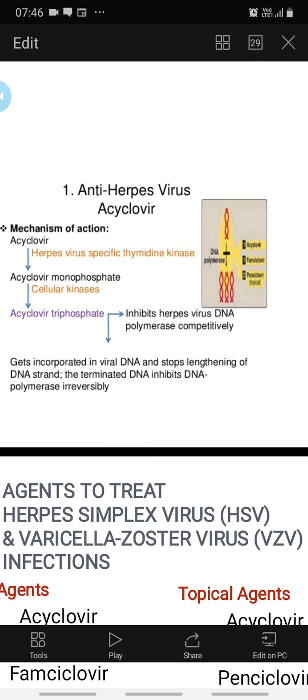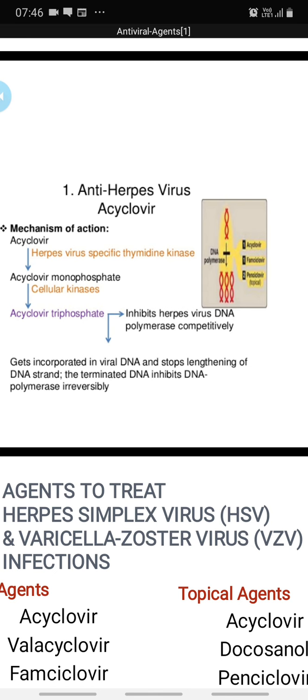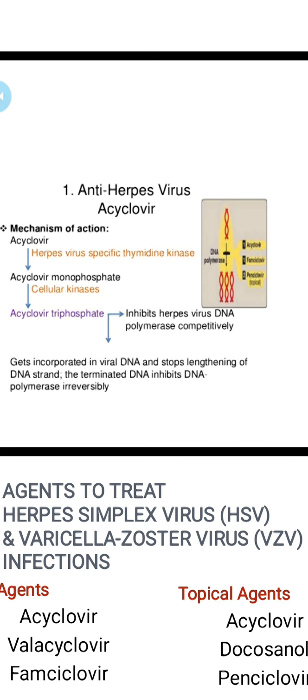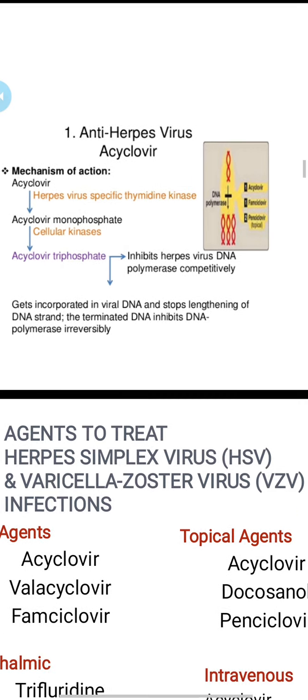Some part of this acyclovir triphosphate also gets incorporated in viral DNA and stops lengthening of the DNA strand. Thus, there is termination of the DNA, and this inhibition of the DNA polymerase is irreversible. So acyclovir monophosphate is formed by the virus specific thymidine kinase, then di- and triphosphate by the host cell cellular kinases. This acyclovir triphosphate gets incorporated into viral DNA and stops lengthening of the DNA strand, and there is inhibition of the DNA polymerase, that is competitive inhibition.